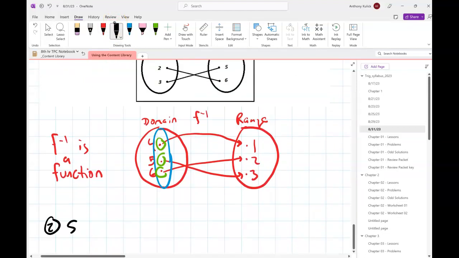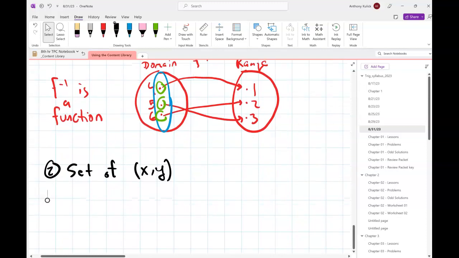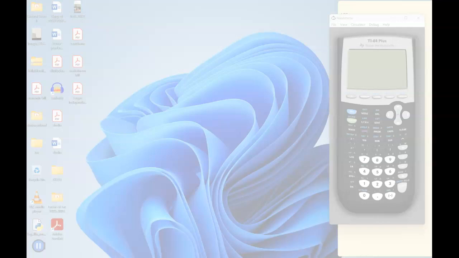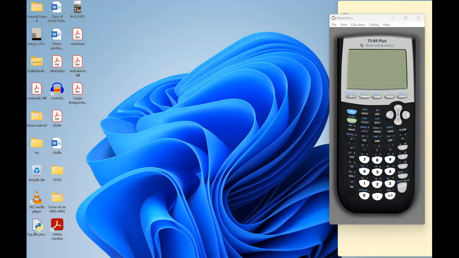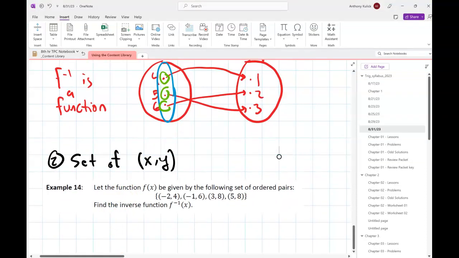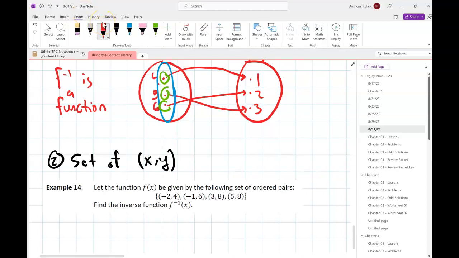Let's look at the next situation. What if we are looking at a set of ordered pairs as our function? That was the next representation we looked at. So let f of x be given by the following ordered pairs: (-2, 4), (-1, 6), (3, 8), and (5, 8). What would F inverse be in this situation?